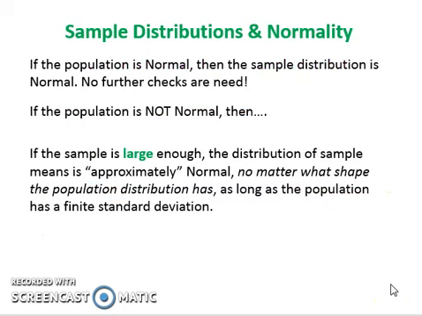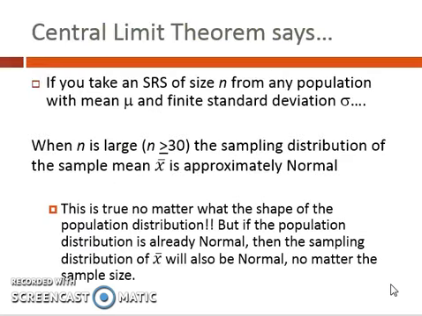If the population is normal, then the sampling distribution is normal. If the population is not normal, then as long as the sample is large enough, the distribution of sample means is approximately normal no matter the shape of the population. Okay? As long as it has a finite standard deviation. So the name of this is the central limit theorem. If it has a name, it means it's important.